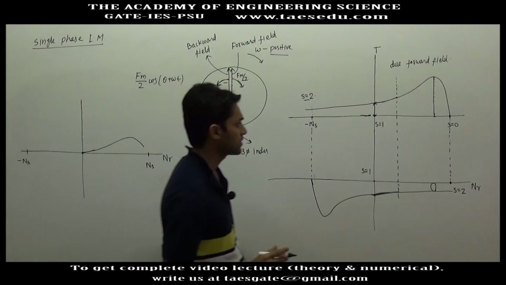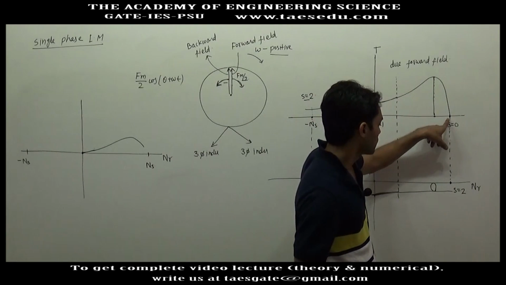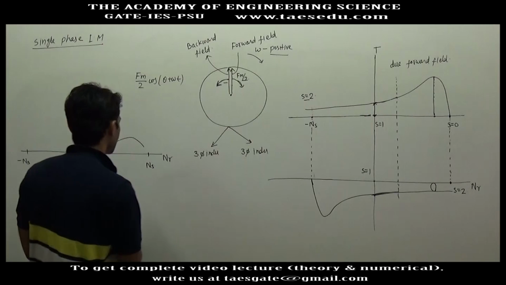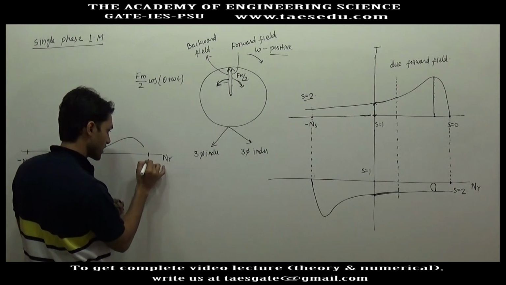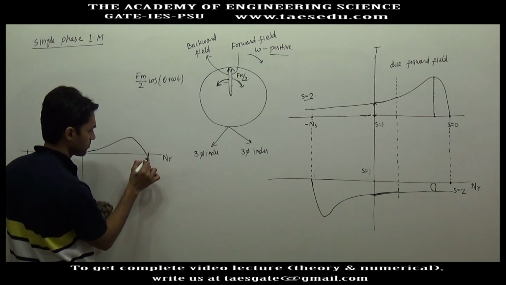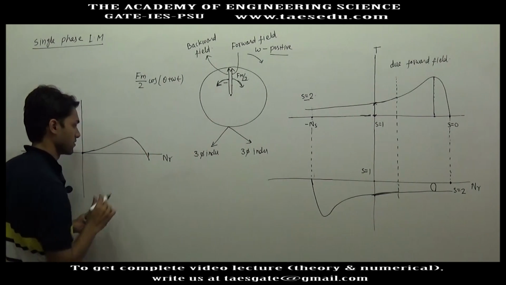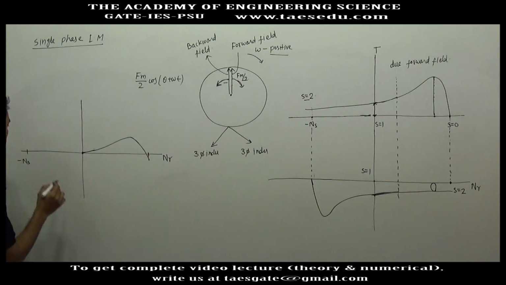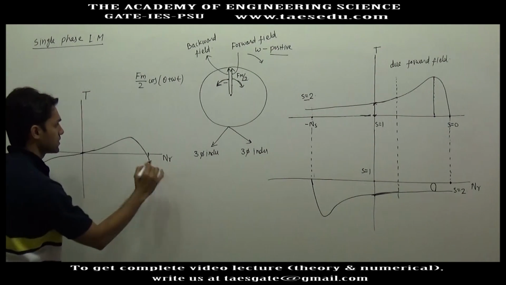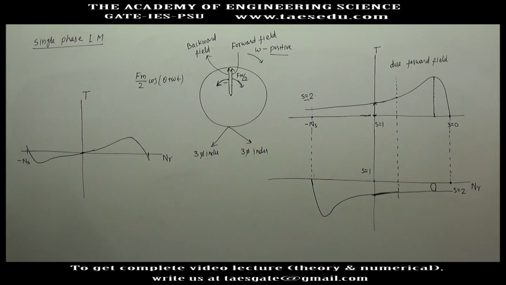What will be the torque at ns? Here we have 0 and here we have some negative torque. So at ns we will have some negative value, and this type of torque slip characteristic we will get. Similarly on the negative side. So this is the torque versus speed characteristic of a single phase induction motor, and this is based on the concept of the 3-phase induction motor.